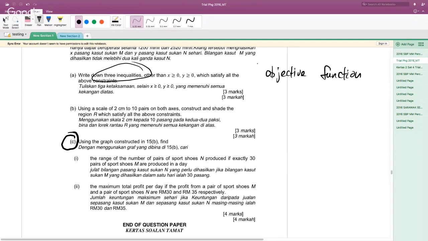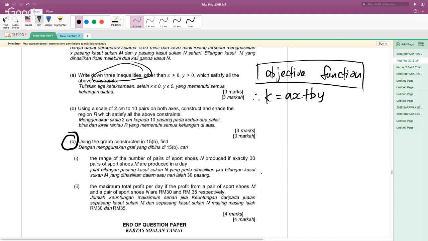But the last part is you have to draw one of the lines, and then you use this line, normally a straight line, to find the maximum or minimum value. So this basically is something like k equals ax plus by. Okay, so this is the objective function. If you want to form a straight line, you have to do some substitution for x and y over here.